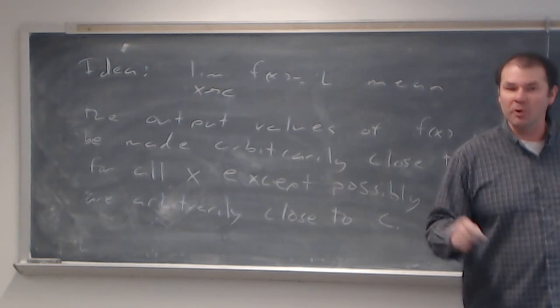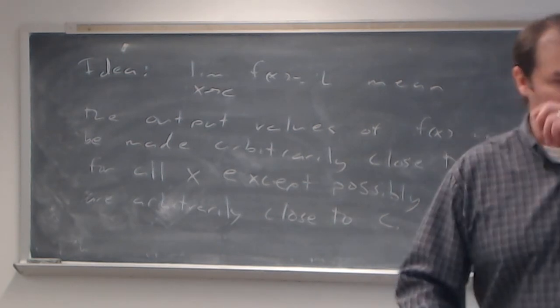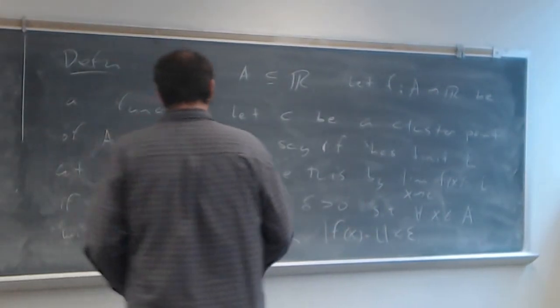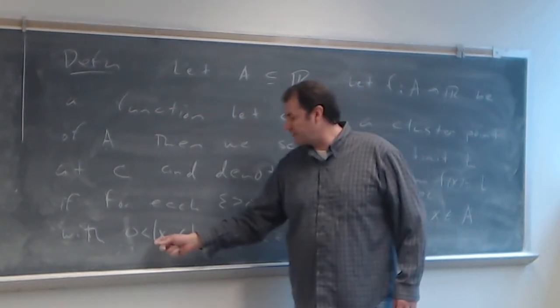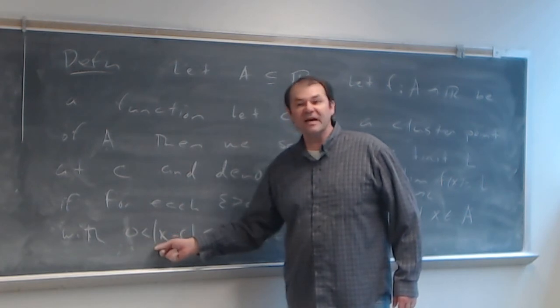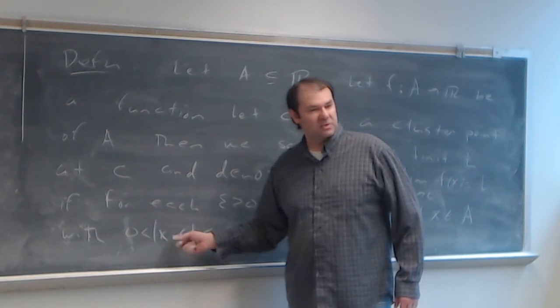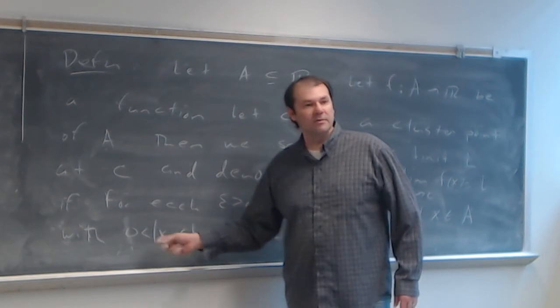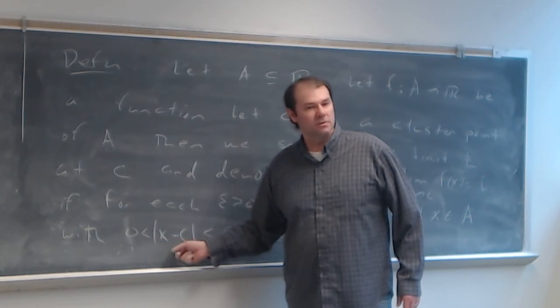Why is it that we don't worry about c? Where's that in the definition? I'm going to point to it. The part of the definition that says you don't have to worry about what happens at x equals c is this part. We say that the absolute value of x minus c has to be greater than 0. If x were equal to c, c minus c is 0. The absolute value of 0 is 0. That's not bigger than 0. So we're not allowing x to be equal to c.